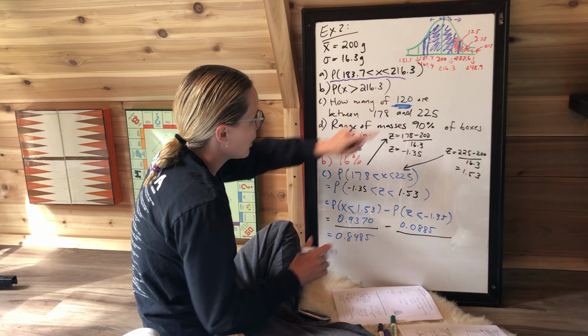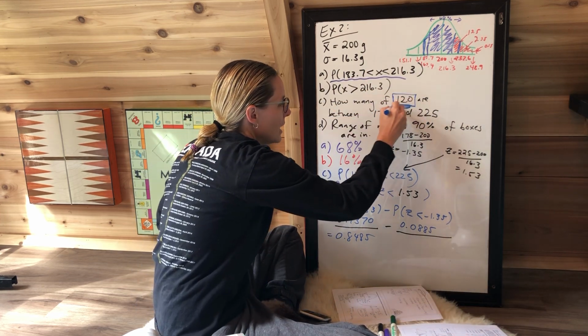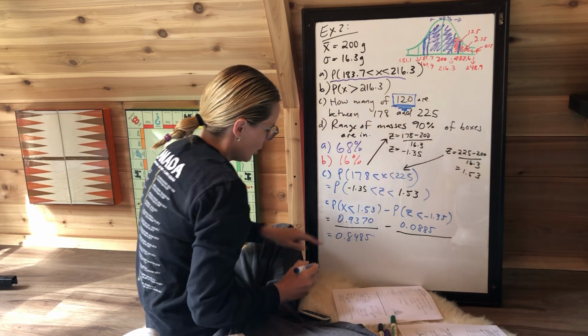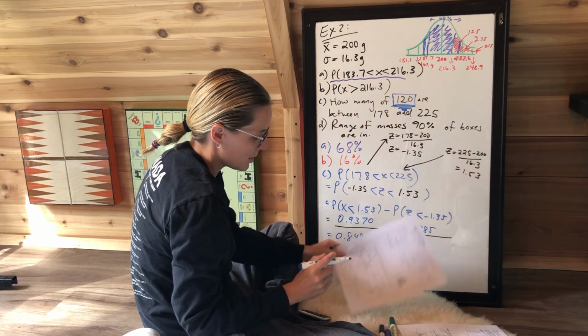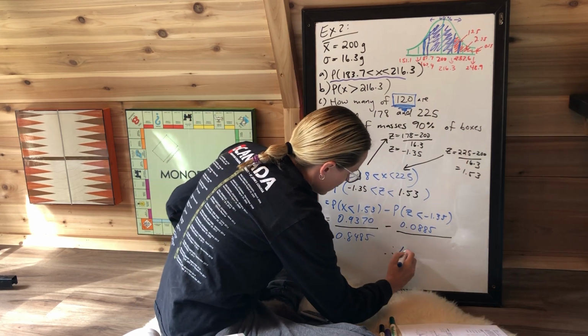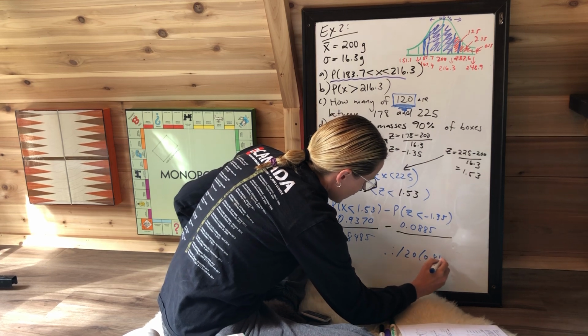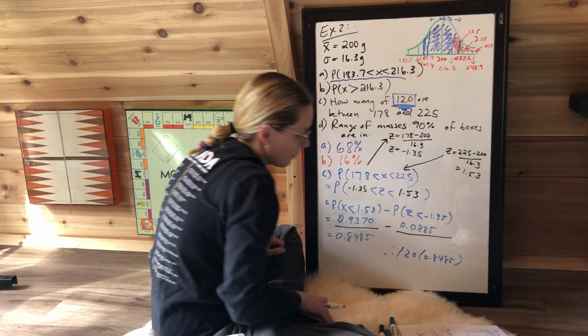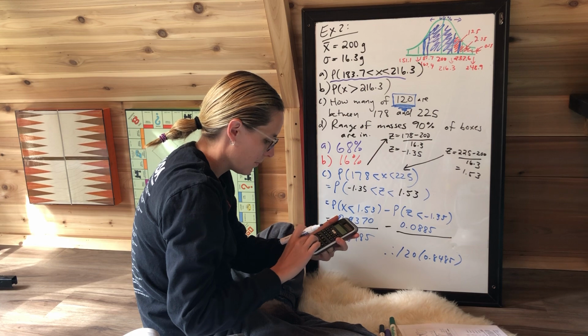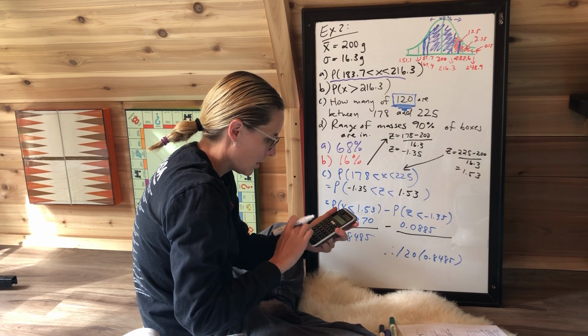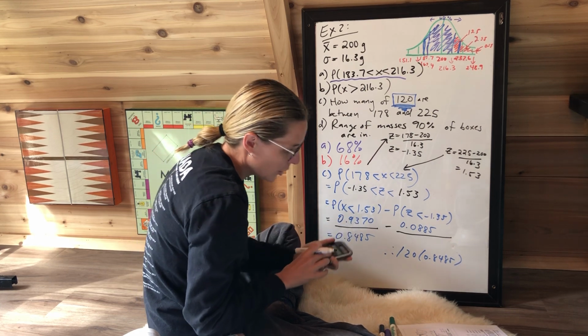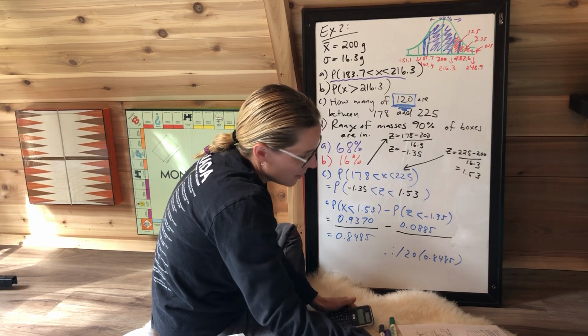Now this is the part I've highlighted. How many of the 120 is that? Well, if 84.85%, then you just say, therefore, multiply these together. Multiply 120 by 84.85%. And you get 101.82.